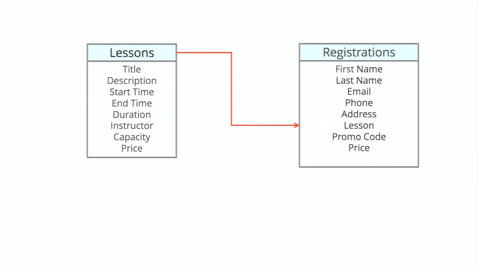And that could mean pulling in information about its title, about its start time, about its price, or anything, right? So you notice that we don't actually have to have this price, because when we're talking about price on registrations, we're really talking about the total cost of our cooking class, because we can actually pull the price of a specific lesson into that.